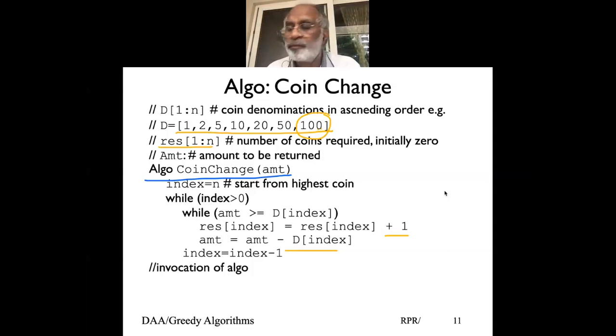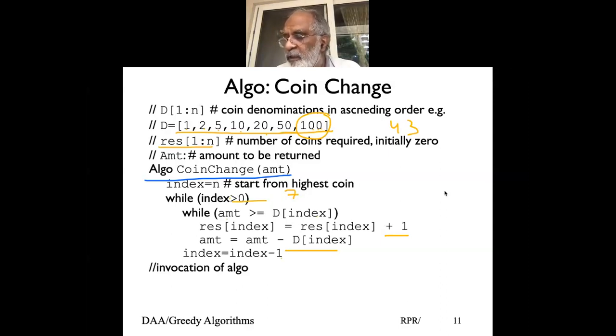So let's look at how it works for our coin change case here. When my amount is 43 rupees, 100 would not work. Index is greater than 0. Index starts from 1, 2, 3, 4, 5, 6, 7. Index is 7. Amount is greater than the coin, not true. So we go back, index becomes 6, which is 50. Is 43 greater than 50?